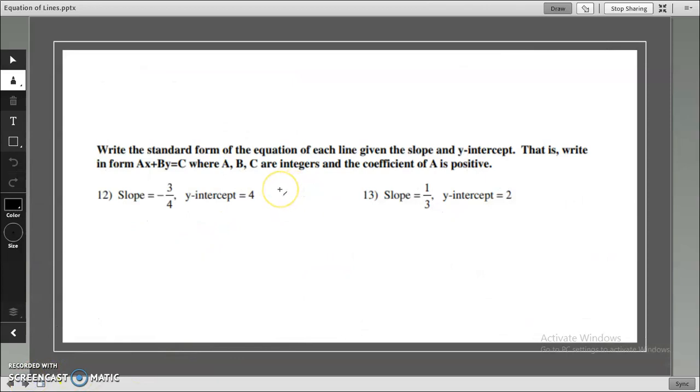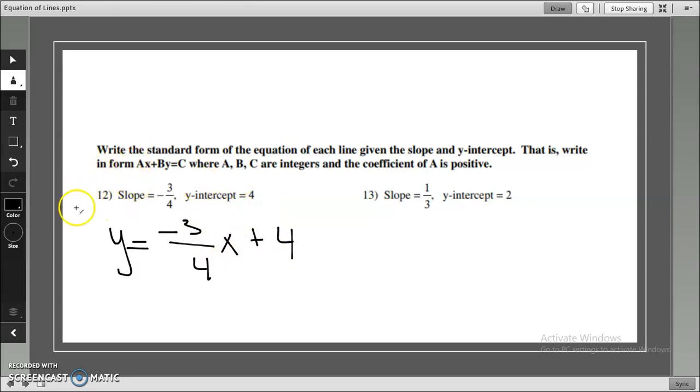All right. Last but not least, it says write the standard form of the equation for each line given the slope and y-intercept. That is in the form of ax plus by equals c, where a, b, and c are integers, and the coefficient of a is positive. So we talked about this before. Let's do it. Let's put it in slope-intercept form first. So that's going to give me y equals 3/4 x plus 4, right? Because that's my b, my y-intercept.